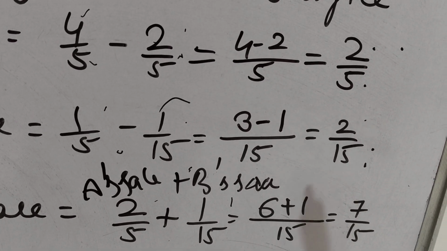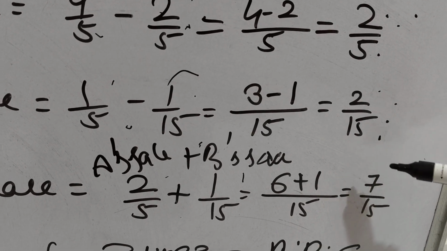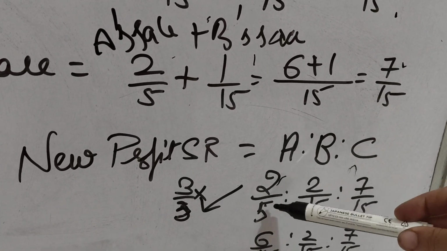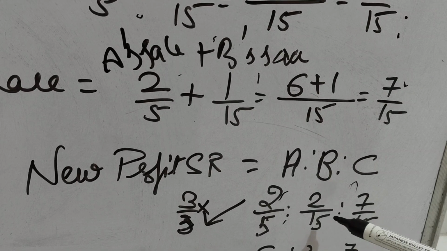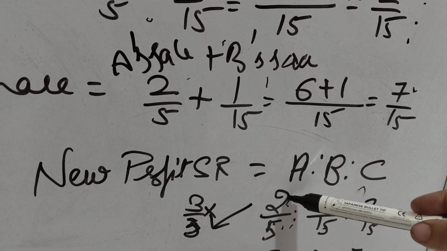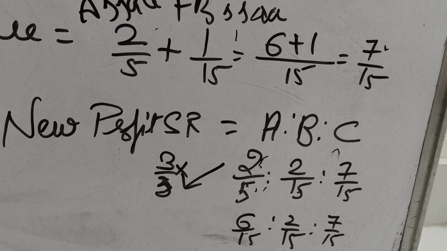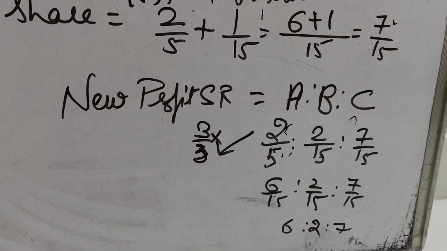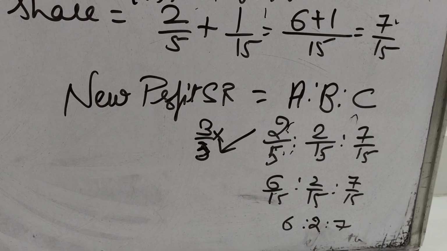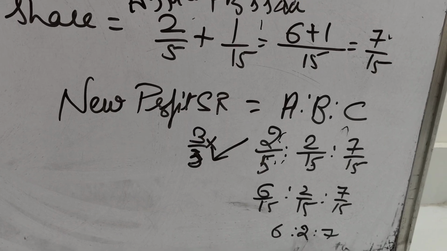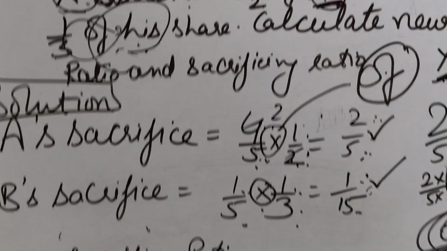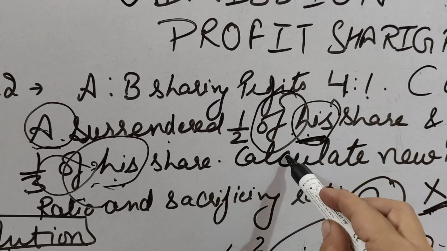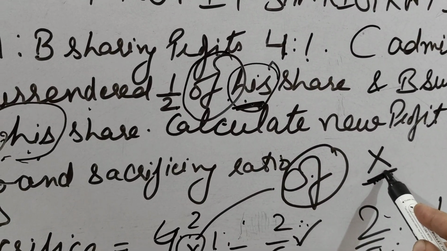So what is the new ratio now? 2 by 5, 2 by 15, and 7 by 15. When we put all of them together, making the denominators equal to 15, we need to multiply 2 by 5 by 3. So we got new shares 6 by 15, 2 by 15 and 7 by 15, and the new ratio is 6 to 2 to 7. So this is how we calculate whenever it's given "of his share", that someone is surrendering some part of his share; we have to multiply, as I told you.